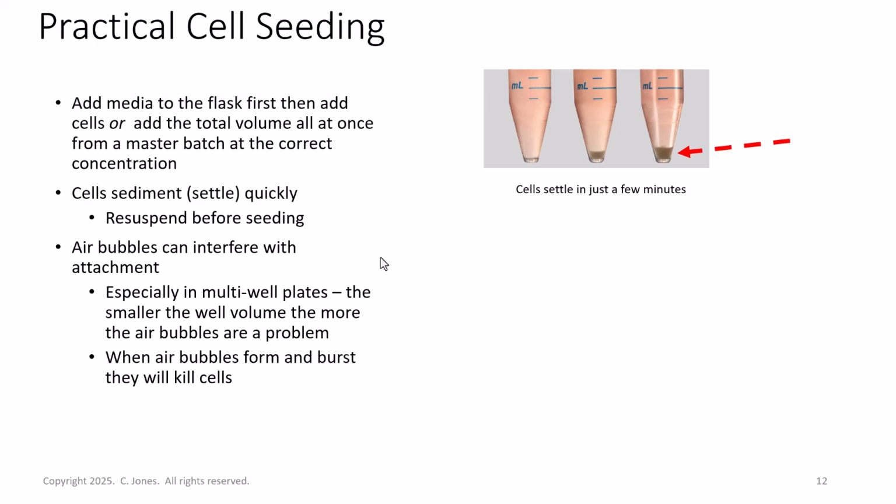Air bubbles can interfere with attachment, right? This is especially a problem in multi-well plates. The smaller the wells, the more problems you have with air bubbles. And the other thing is that when air bubbles burst, they will kill cells. So if air bubbles are present and you put your cells in on top of the bubble, it literally explodes and blows up the cells. This is covered in a little more detail in the manufacturing class.